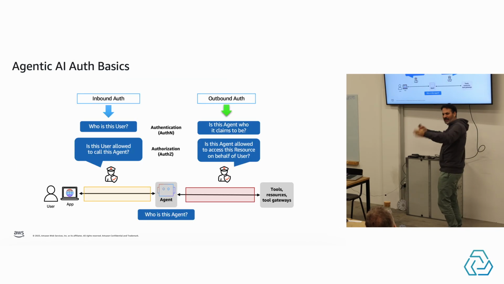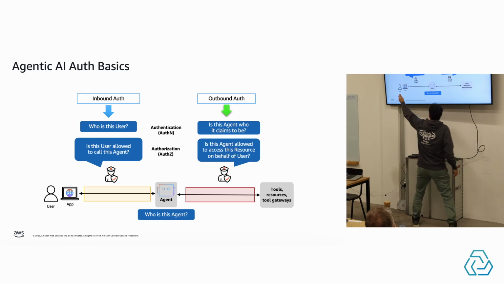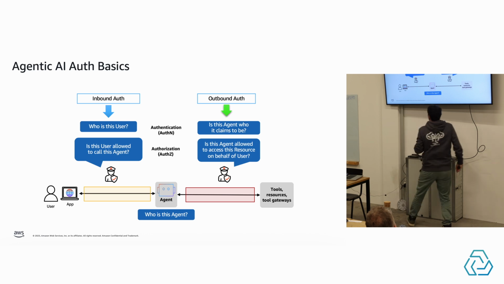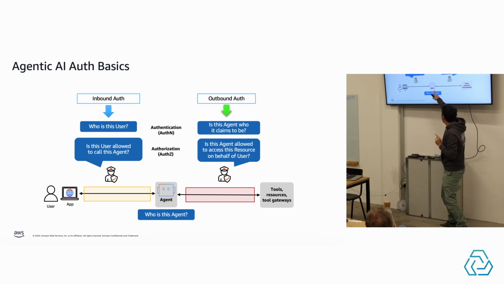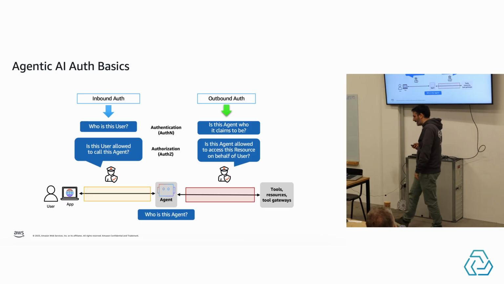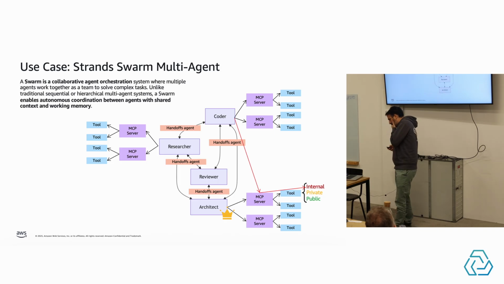Do we want to add more? There is inbound authentication. So you need to make sure that the agent knows who you are, but also the agent needs to be known to the tools. So it really comes from many, many different directions, the complexity.